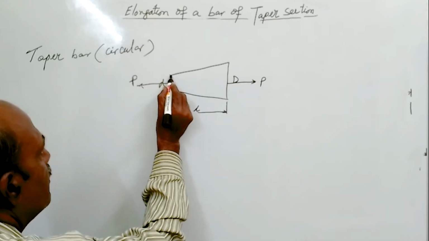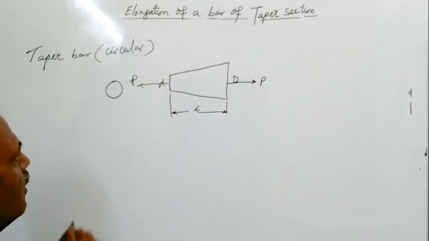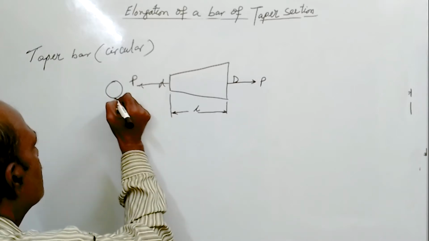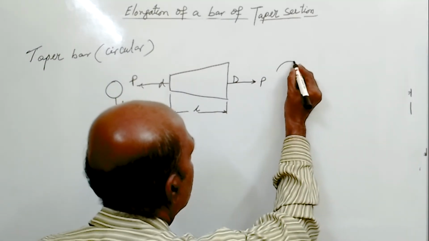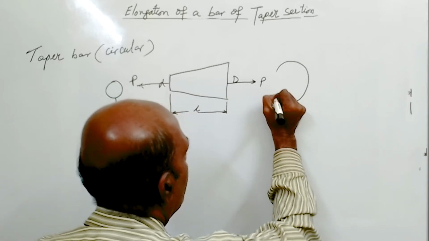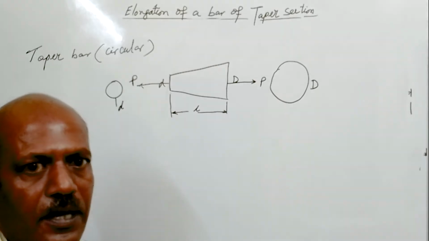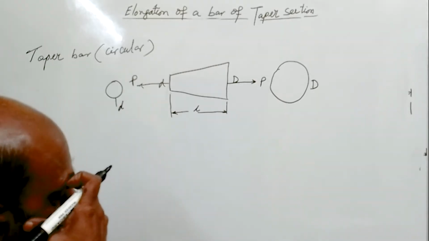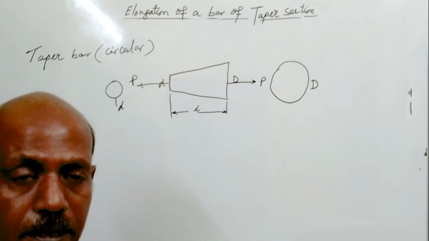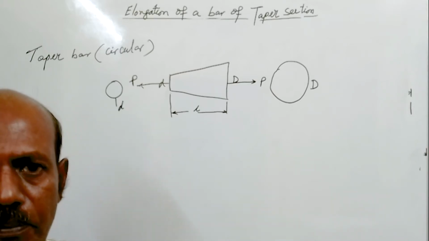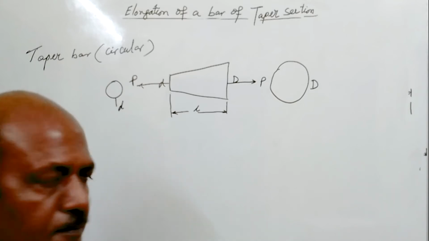In the side view, this is a circle of diameter small d, and on this side, this is a circle of diameter capital D. Now the bar is varying its diameter from small d to capital D under load P. The length of the bar is L.